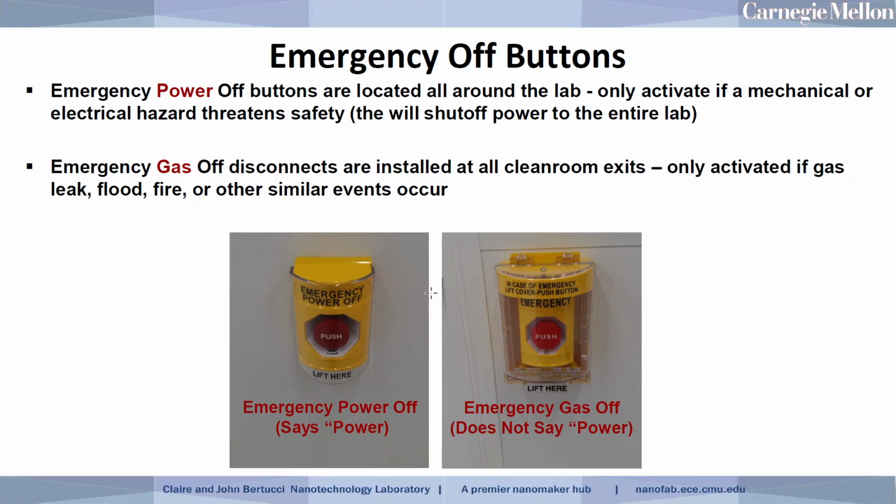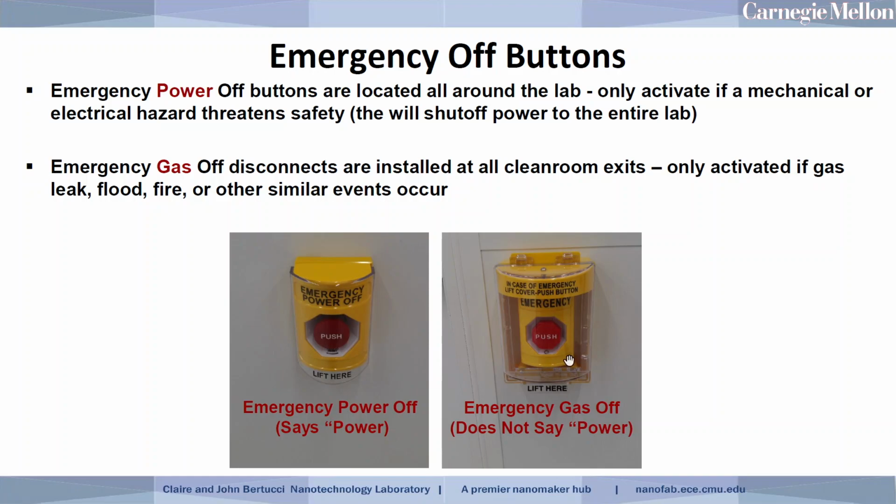This, the emergency power off, you would really only activate if it was truly an emergency situation. An example would be if a tool is injuring someone, and even then, your first action is probably going to be to try and EMO the tool itself. But if for some reason that's not working or you're a distance away, you could hit the emergency power off button.